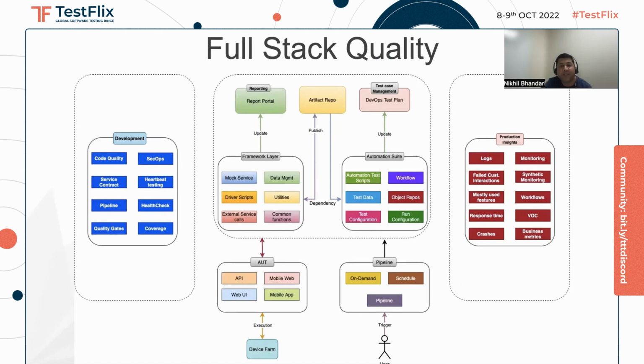Look at your FCIs, the failed customer interactions, right? How many 5xx errors do you get in production? Are those alarming? Set those alerts, right? You do synthetic monitoring, you talked about it. You identify which are the mostly used features, which are the mostly used workflows, right? What is my response time that I'm getting in production, right? And bring them back into your cycle, right?